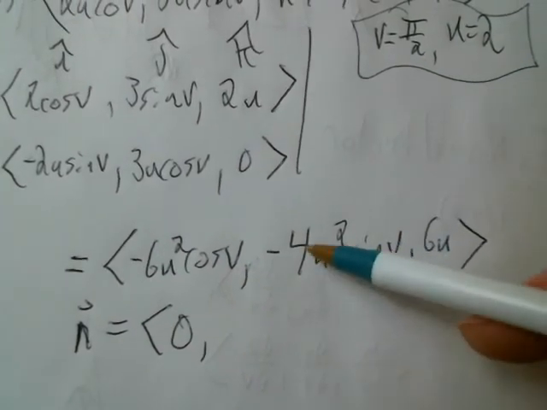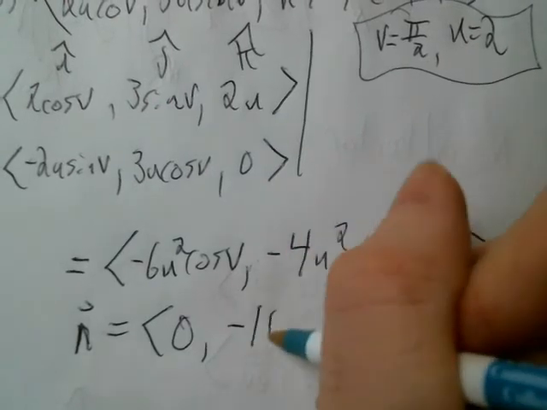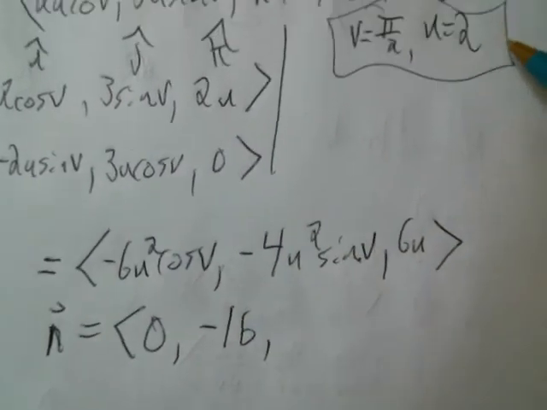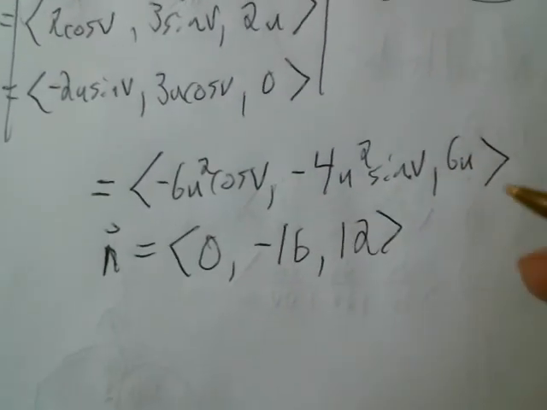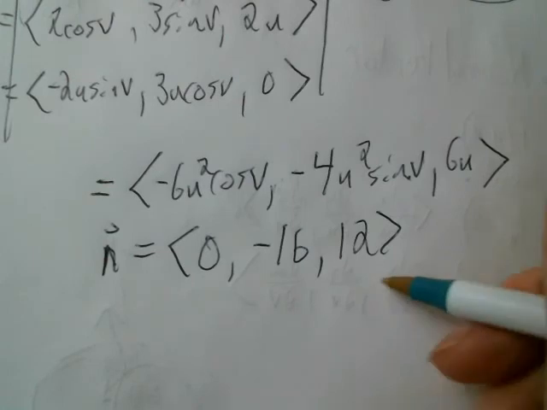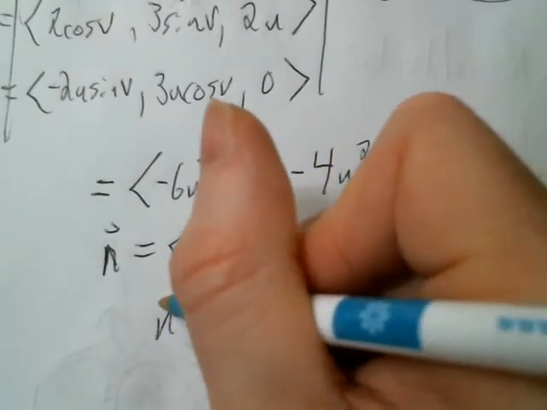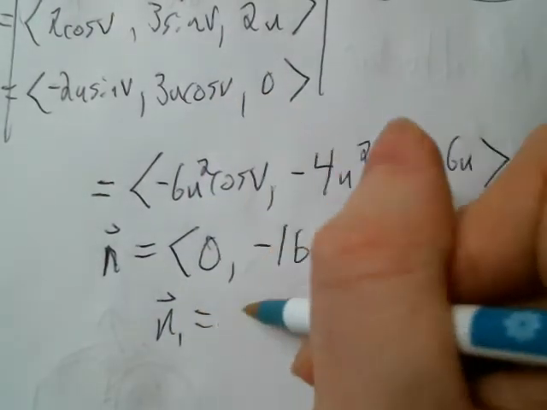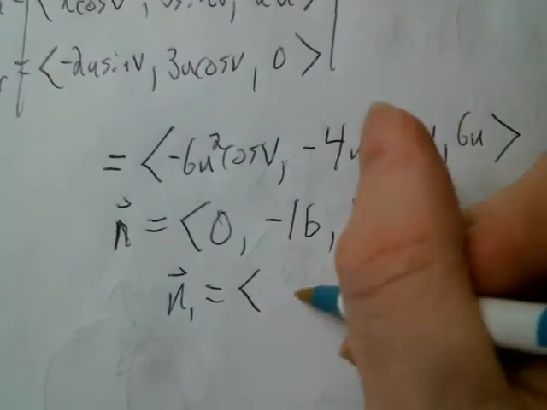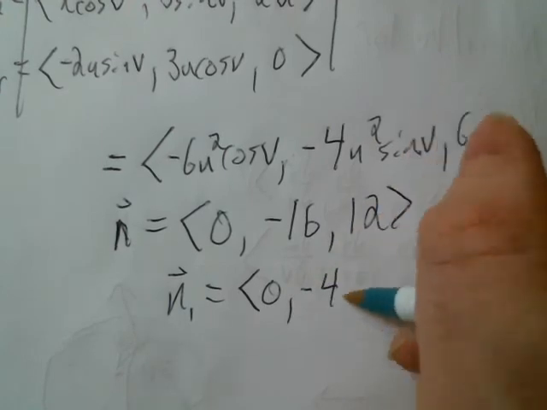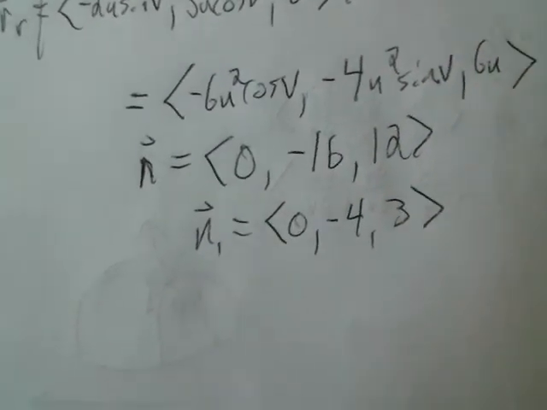4 times 4 is 16, negative 16. And then the third guy, 2 times 6 is 12. And I only need the direction, so to make my math a little nicer, I'm just going to multiply through by 1/4. So I get 0, negative 4, 3 as my normal vector.